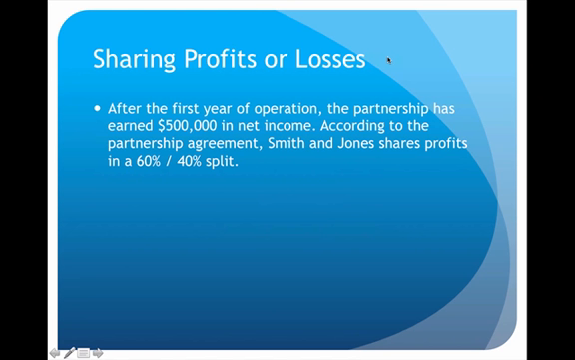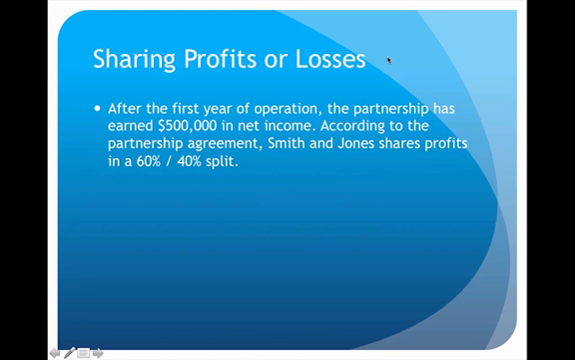Now once we establish the partnership with those two entries, hopefully after they operate for a certain amount of time, hopefully they'll be successful. It's possible that they may have a net income. Then again, it's possible that they might have lost money. But either way, that has to be divided among the partners.